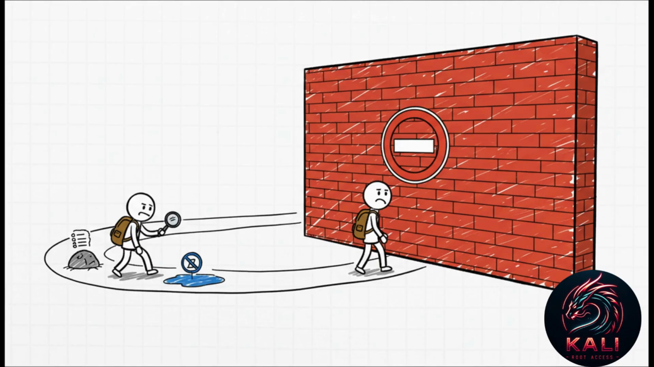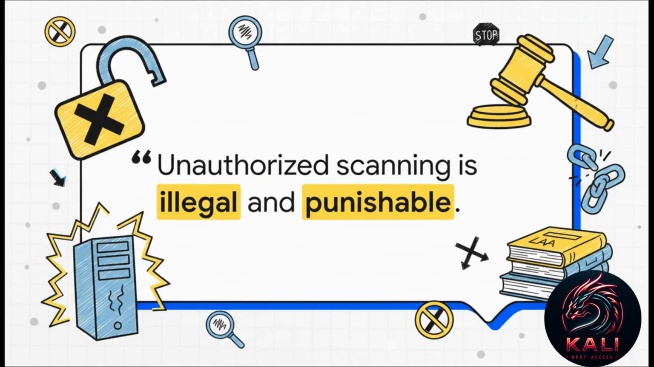That right there is the line. It's what separates a security researcher from a criminal. Let me be 100% clear on this so there's no confusion. Using a tool like Gobuster on any system that you do not have explicit written permission to test is not some kind of gray area. It's illegal, full stop. And it can land you in very serious legal trouble.